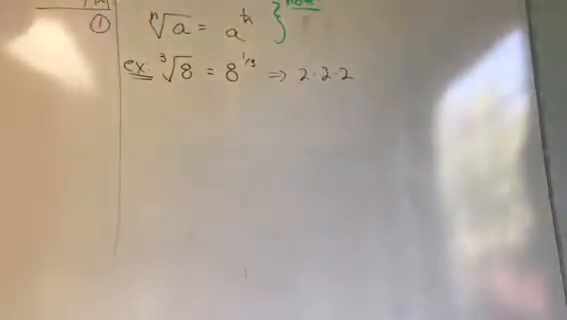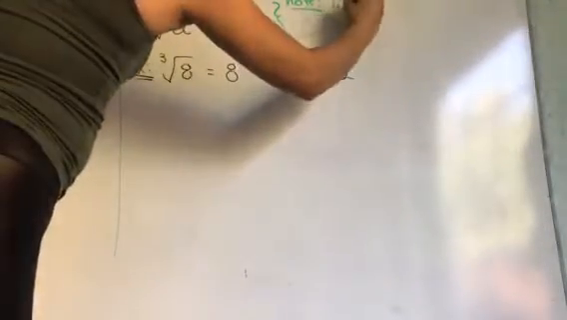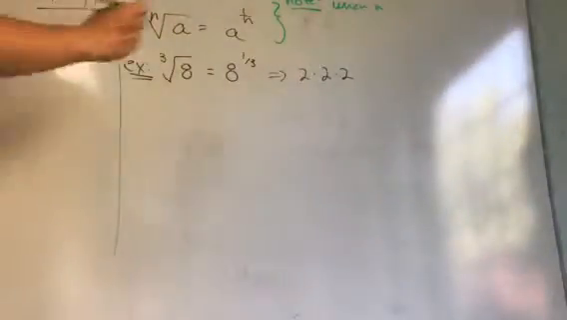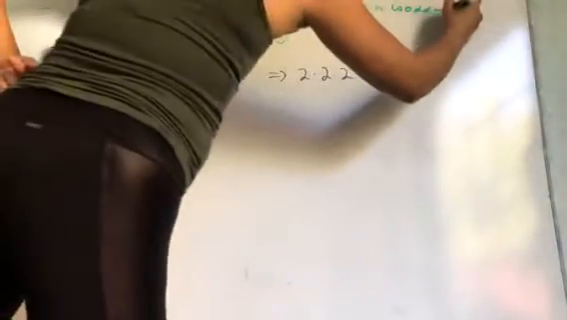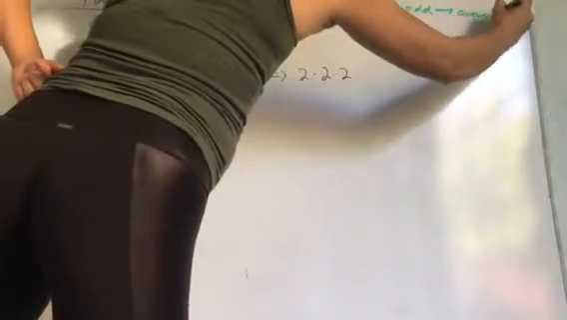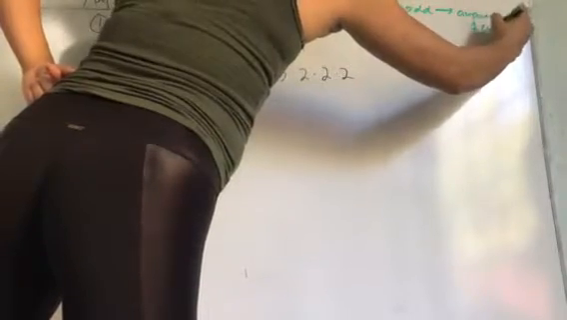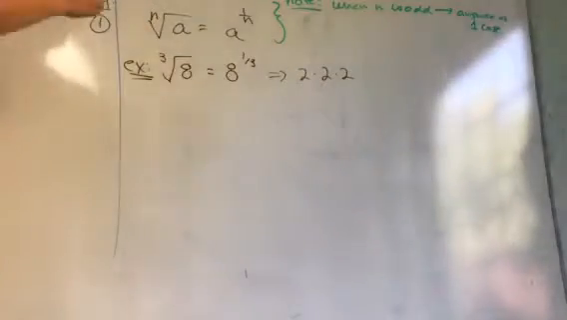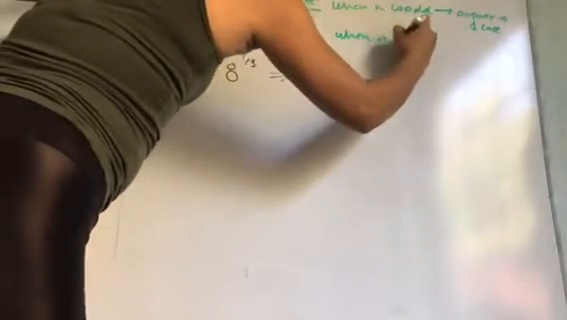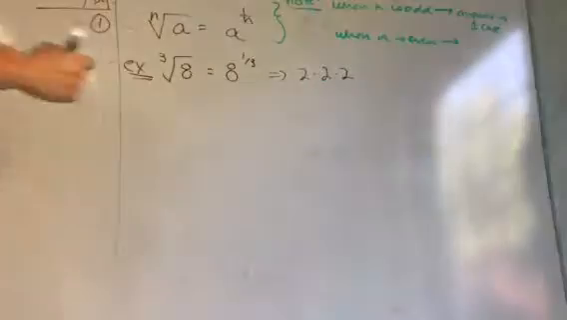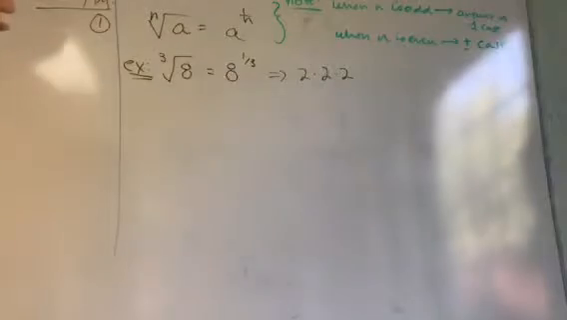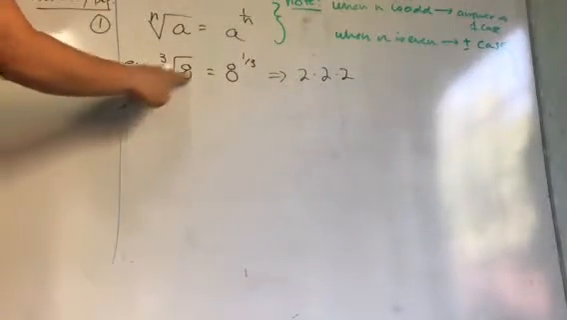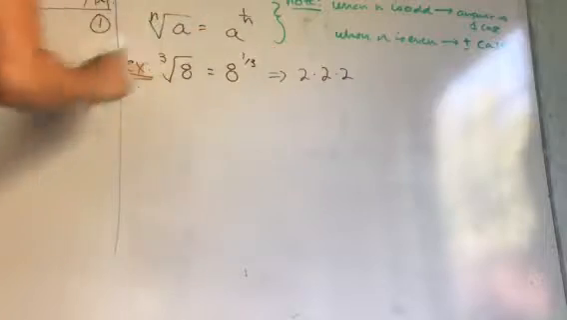When n is odd, then you have one answer, one case, and I'll explain what that means in a second. When n is even, then you have two cases. You have your plus and your minus case. So in this case right here, there's only one number, positive 2, that multiplied by itself 3 times will give us positive 8.